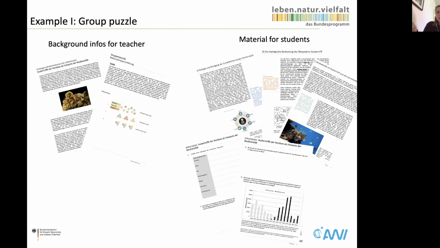And so our first example, what we already did, the method is called group puzzle. I can explain it later for the people that are interested, but more or less, you have different texts for different groups, and everyone becomes an expert in this one topic, and then they share it amongst each other. So that's basically the method. We produce background information for the teacher on the method, on the ecosystem, the oyster reef, and then we produce the material for the students and write the texts.